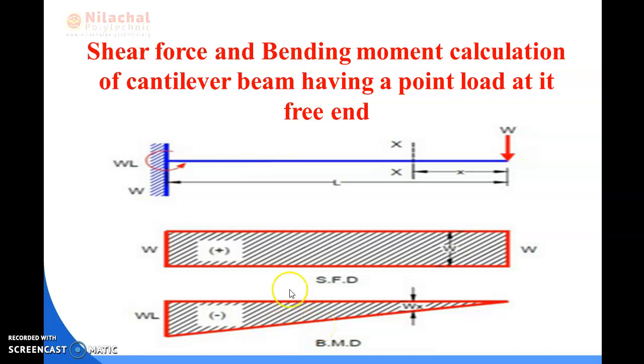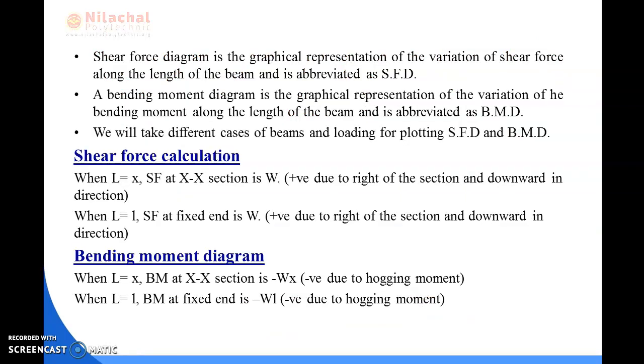As like this, due to the linear value of the shear force, we got a rectangular shape of the shear force diagram. So in this way, your shear force and bending moment calculation of a cantilever beam with a point load at the free end is over. So today this much. We will discuss another derivation of the shear force and bending moment in the next class. Thank you.